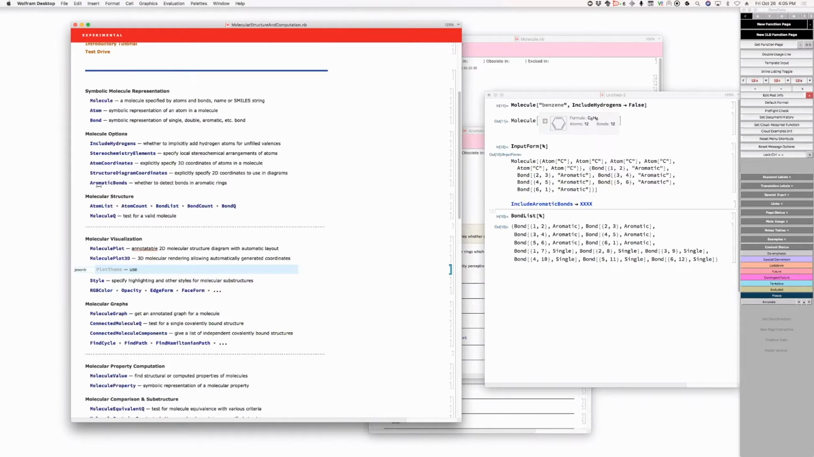Okay. So if I put in here aromatic bonds arrow false, what would it do? So if it was hooked up, like in my local build, yeah, I would say single double. Yes. Okay.